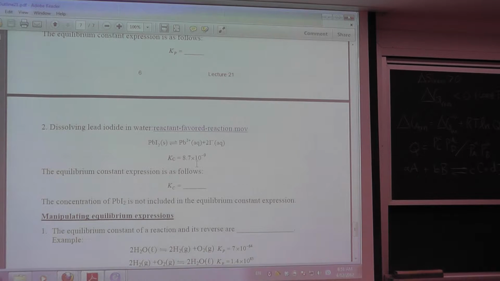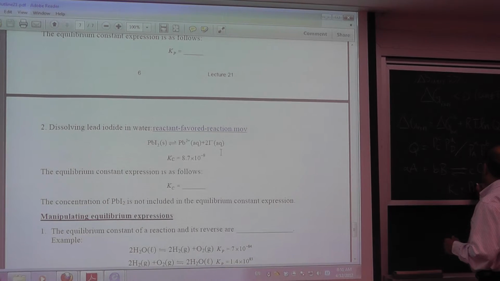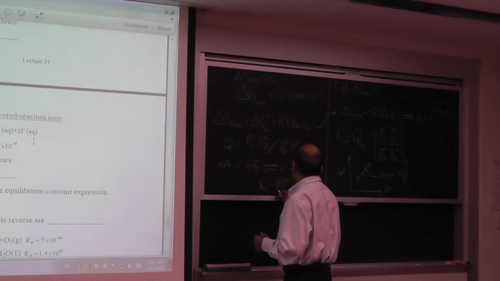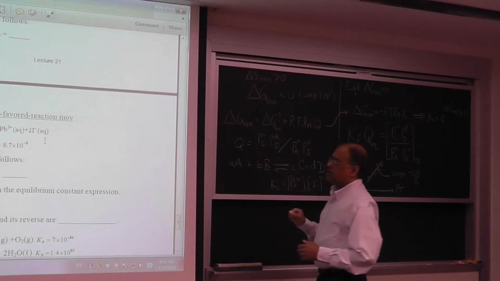When you're writing it, is it just iodide or do you put the 2 as well? No. Okay, let me write that out. So when I write this, K sub C here would be lead 2 plus times I minus squared.